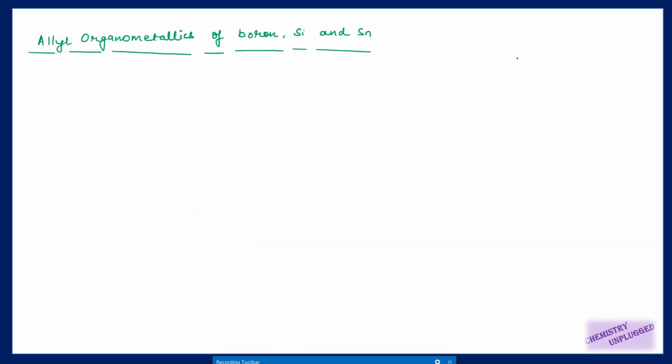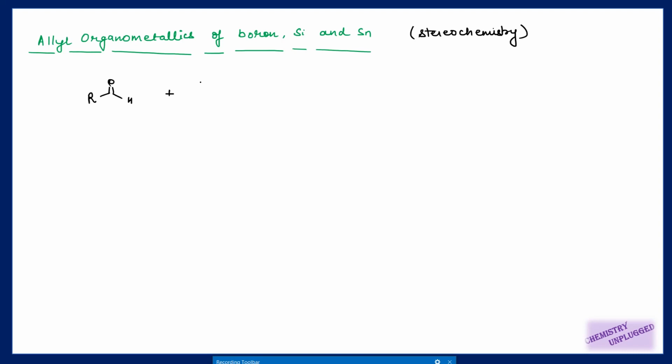More reactive. Then next, we have to find out which type of product we will get using different allyl organometallic compounds. This portion is important from the point of view of stereochemistry, right? So we will discuss some very important points here, that how we can decide which type of product we will get as a major product. First we will take a basic example: suppose we have an aldehyde here and we are using an allyl organometallic of boron, silicon and tin.